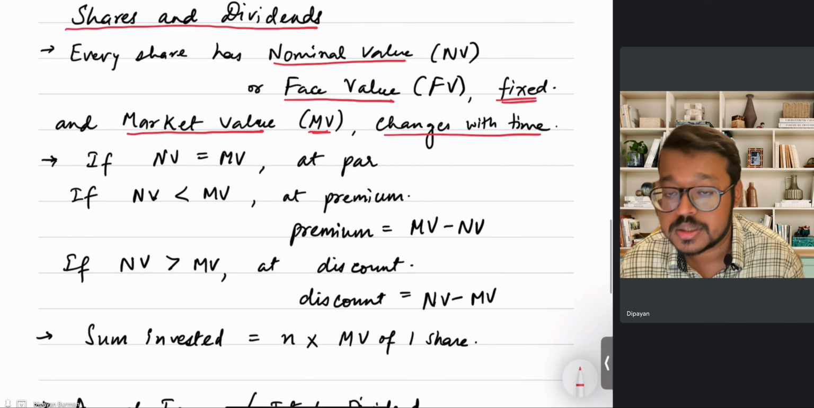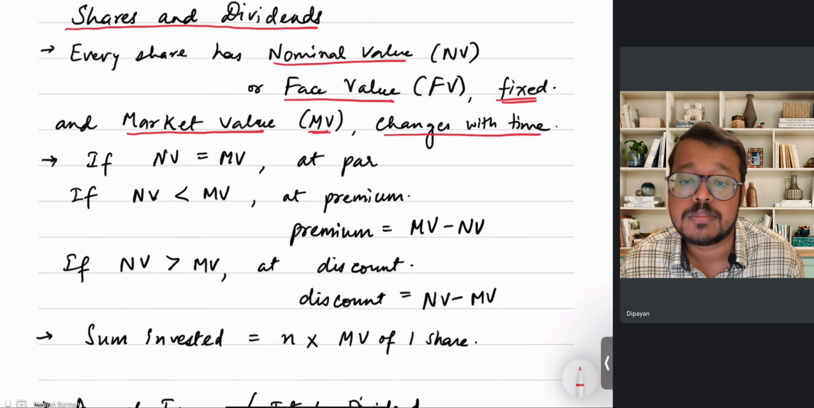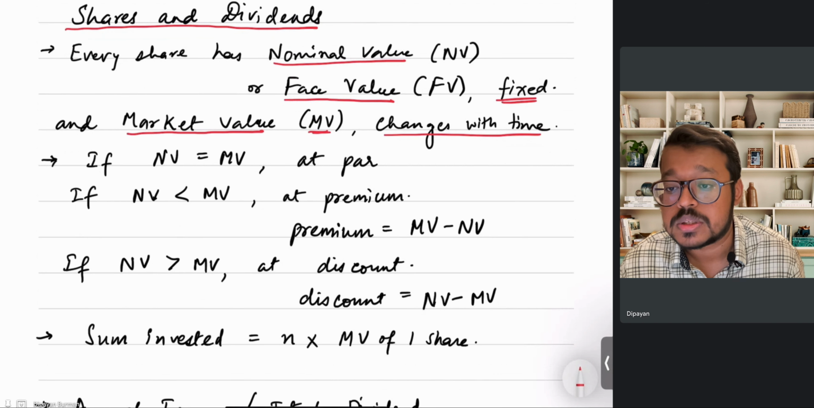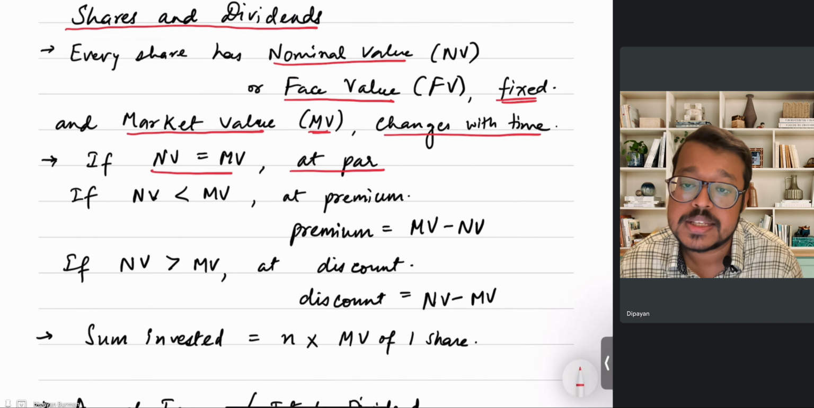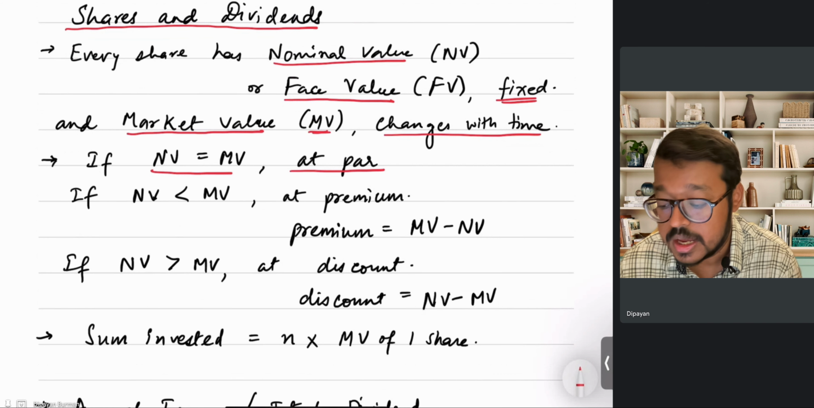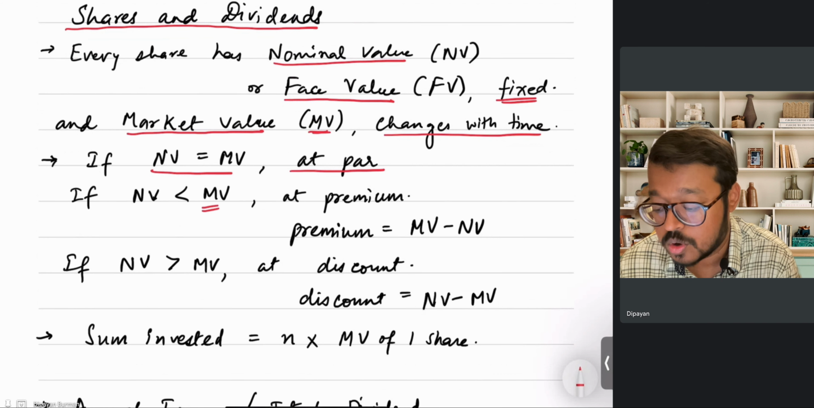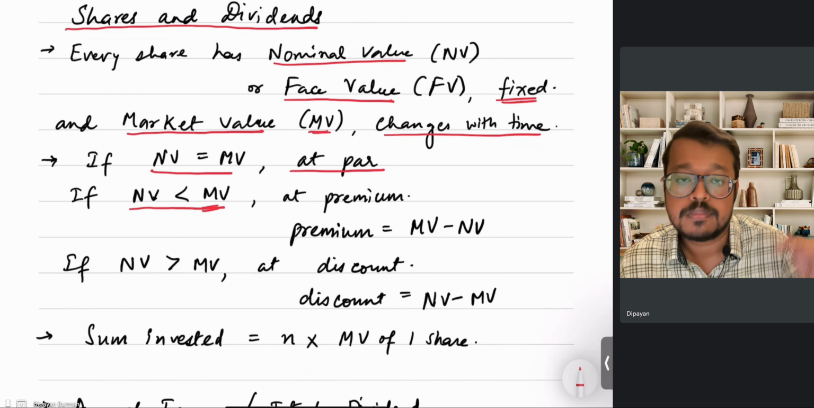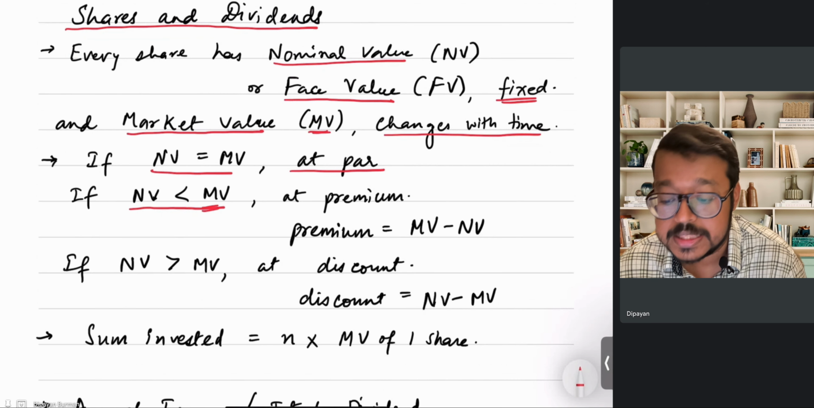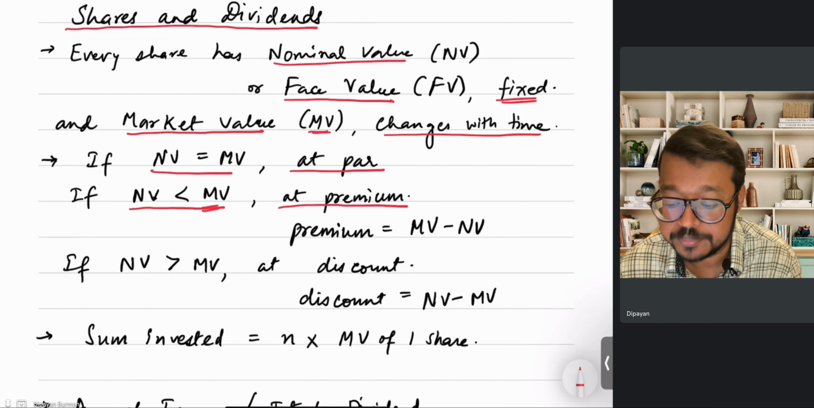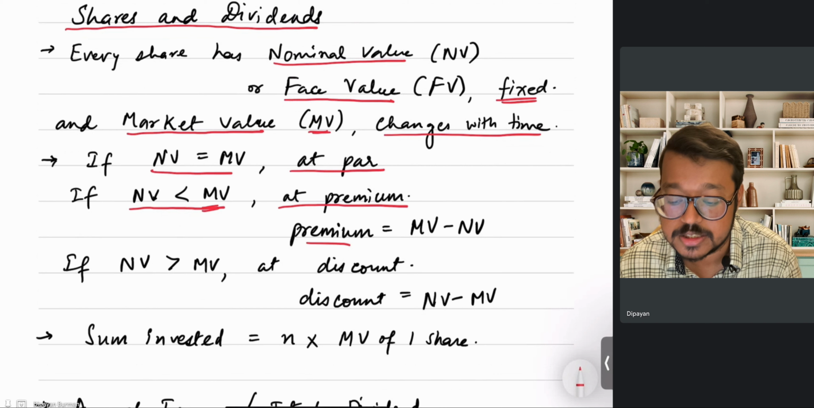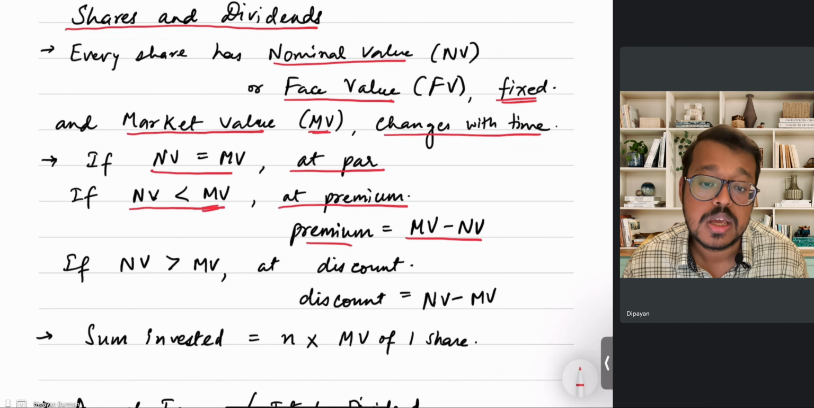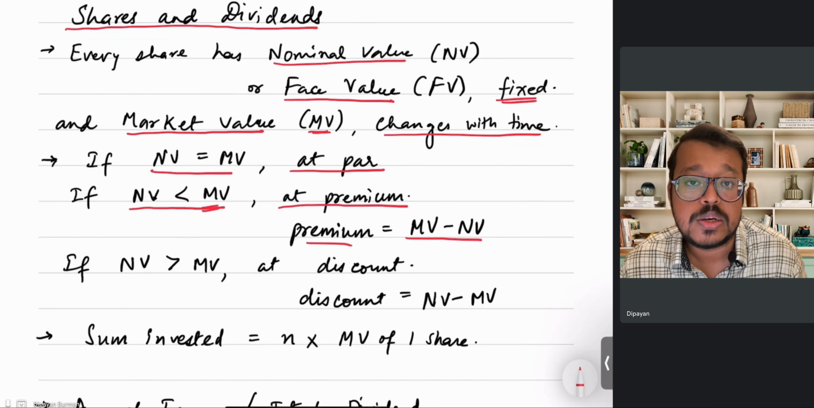Now if we compare the nominal value and the market value, there can be three situations. One is that the nominal value is the same as the market value, so we say that the share is at par. If the nominal value is less than the market value, then we say that the share is at premium, and the premium is the difference between the market value and the nominal value. So if I know the nominal value and the premium, I can add them to get the market value.